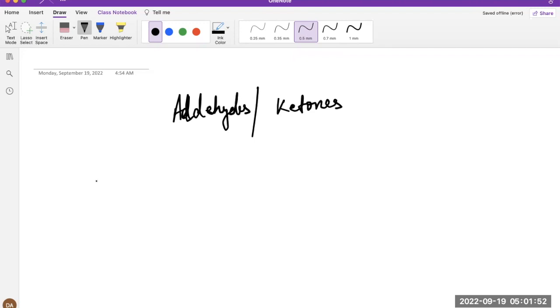Okay, so first of all, both aldehydes and ketones have something in common. That's why they look confusing. They both have the C double bond O, guys. Now, what actually happens is one has the hydrogen where the C double bond O is. So first of all, the C double bond O itself is called carbonyl.